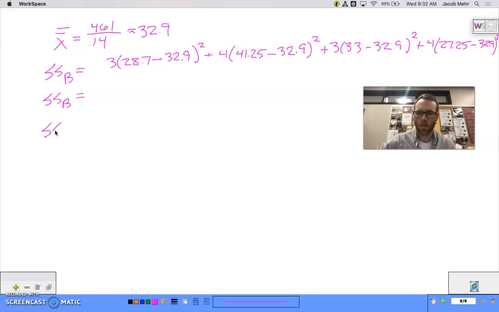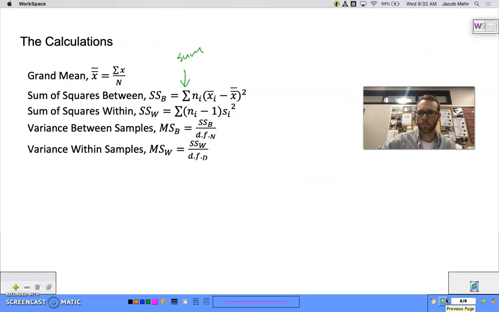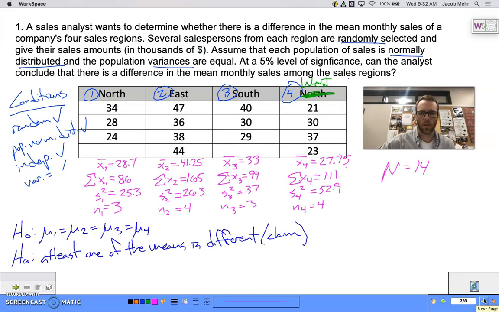Now we need the sum of the squares within. Sum of the squares within, we take each sample size minus 1 times the variance. So 3 minus 1 times 25.3.